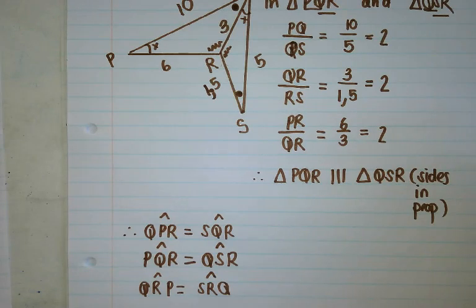So those are the two proofs that we will be using from tomorrow onwards. But obviously it's going to get more difficult. I'm going to throw in vertically opposite angles. I'm going to throw in straight line. I'm going to throw in parallel lines. I'm going to ask you to prove and find the missing sides. So we are going to build up to more difficult things.